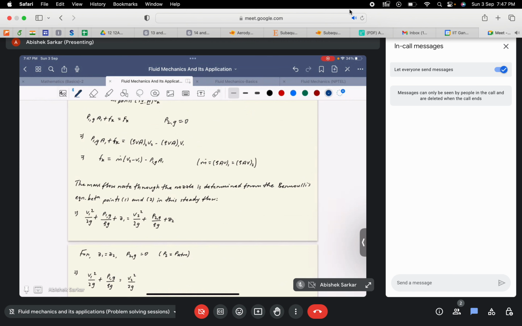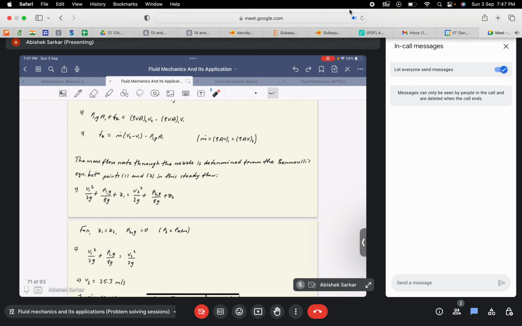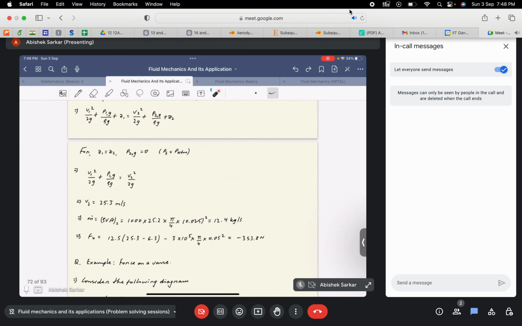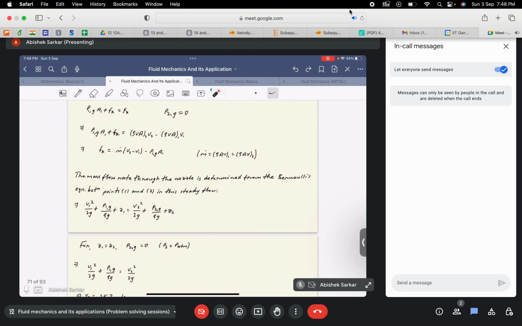Applying Bernoulli's equation, z1 and z2 will go out because they are at the same elevation. Again P2g will go out because it is the gauge pressure. So the final form of the equation is V1 squared by 2g plus P1g by rho g is equal to V2 squared by 2g. Solving this equation, because now all terms are known, we can finally evaluate V2. From that we get V2 equal to 25.3 meters per second. If V2 is known, we can finally substitute the value of V2 in this equation. Let me just write it.